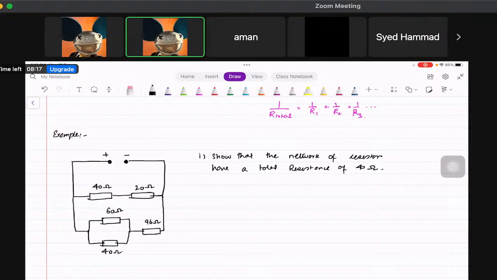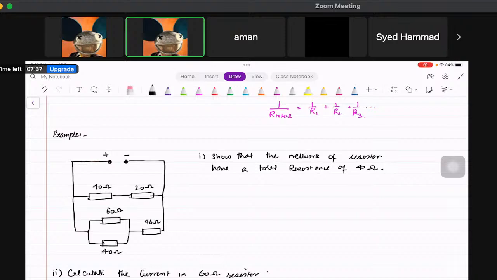In the second part, it says calculate the current in the 60 ohm resistor. Now, these sort of questions will be there all the time. So what you need to remember is that you need to do them again and again and practice a lot, because this is purely maths, not even physics. So yeah, anyway. One by one we are going to do this.